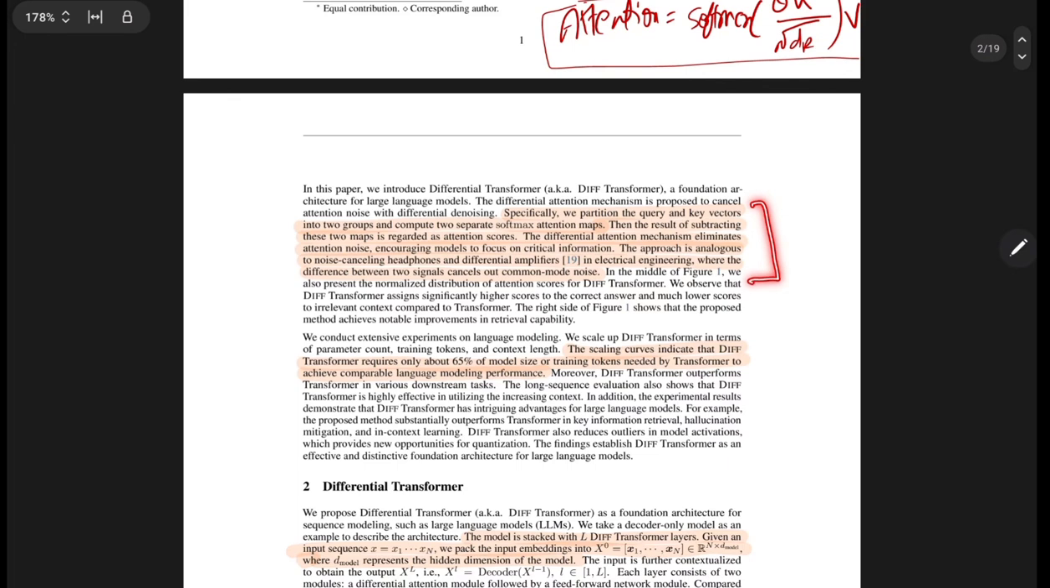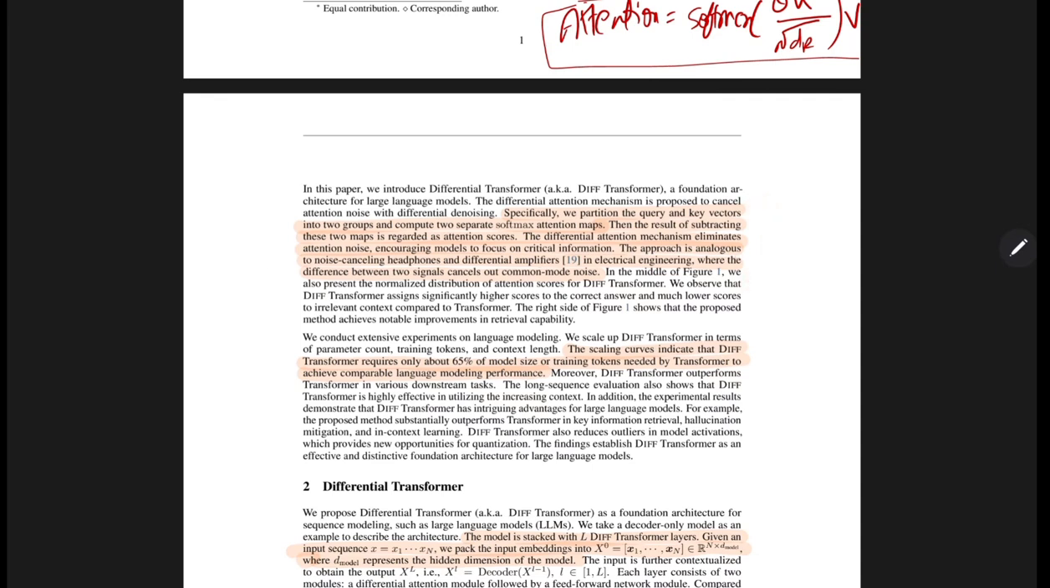They've specifically mentioned here that we partition the query and key vector into two groups and compute two separate softmax attention maps. Simple as that. Then the result of subtracting these two maps is regarded as attention scores. The differential attention mechanism eliminates the attention noise and encourages the models to focus on critical information. So this approach is analogous to noise cancelling headphones and amplifiers.